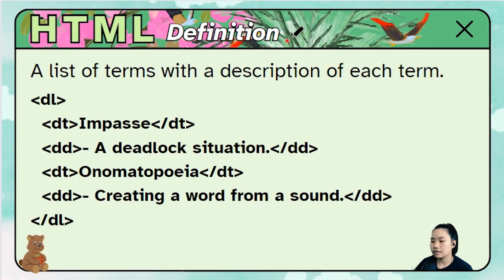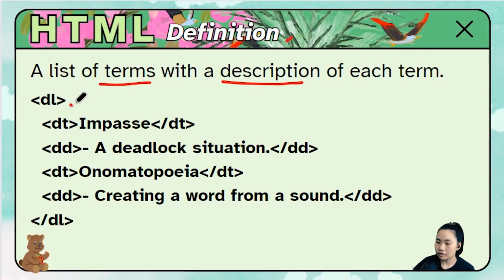Let's take a look at the definition. So what is a description list? What does it do? A description list is simply a list of terms with a description for each term. Okay, now it makes sense. Consider the name. So this is the syntax that we're working with.